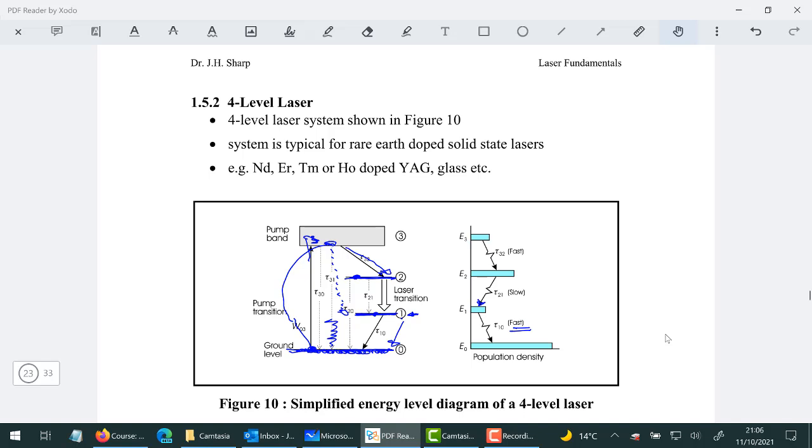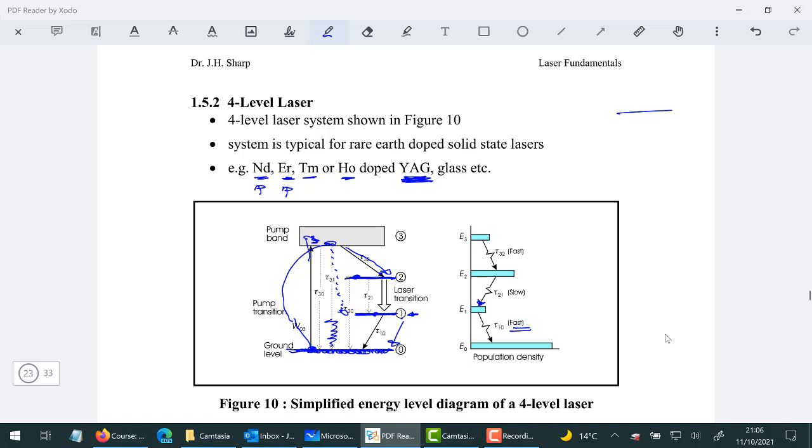Typical 4-level systems tend to be solid state systems. So here we have yttrium, aluminium, garnet, so it's a type of garnet crystal. And we can dope it with various rare earth elements: neodymium, erbium, thulium, holmium, praseodymium, lutetium, lots and lots of different things that you can put in. And those impurities determine the laser wavelength. The YAG is just the basic crystal.